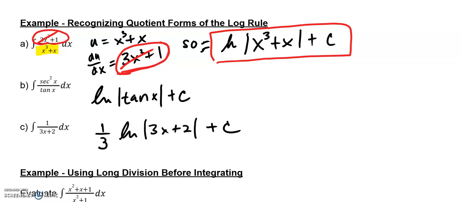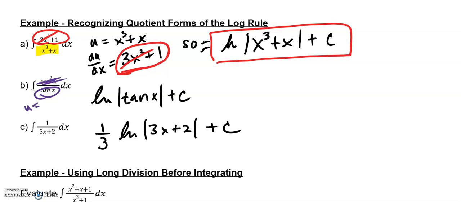On B, you should have noticed that your tangent of x is going to be your u, and the derivative of tangent is secant squared, which is going to cancel out with the secant squared there. So your integral is just natural log of tangent x plus c.